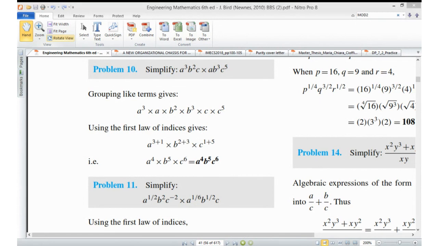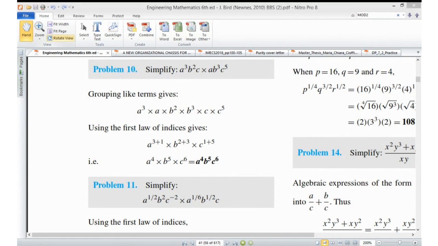Perform the necessary index operation. For instance here, the like terms that I have are a and a. The first a is raised to power 3, the other one is raised to power 1. If I organize them the way they've been organized here, it will be easier. So here, I'll have a raised to power 4. This one I'll have b raised to power 5, because 2 plus 3. This one I'll have c raised to power 6, because of 1 plus 5.